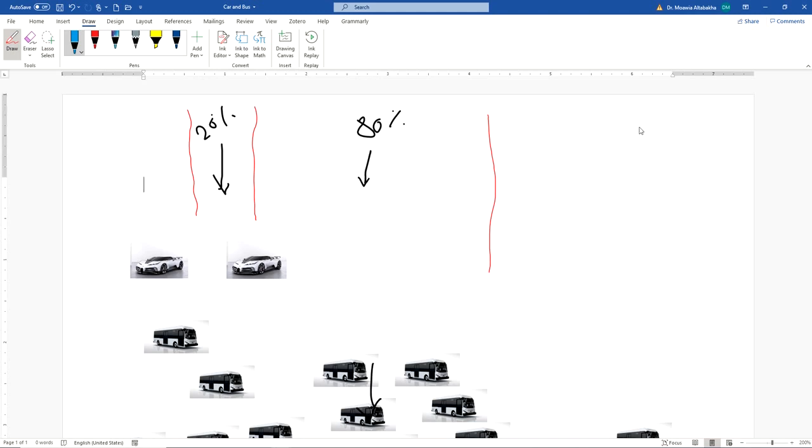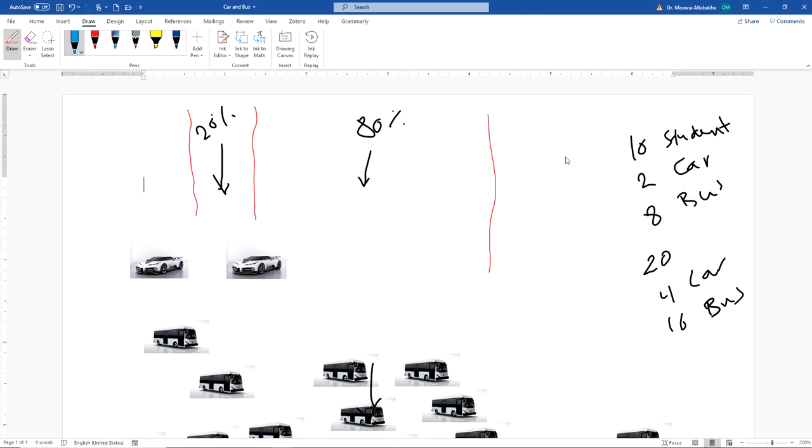Let's suppose in a class there were 10 students who left the class and want to go home. What will happen? 2 of them will use the car, and the rest, who will be 8, will use the bus. Right? Okay, in case we have 20, that means 4 will use the car and 16 will use the bus. Right? There is no problem.